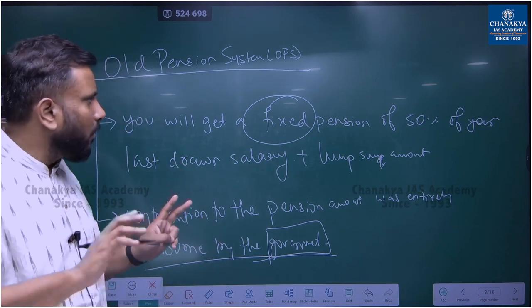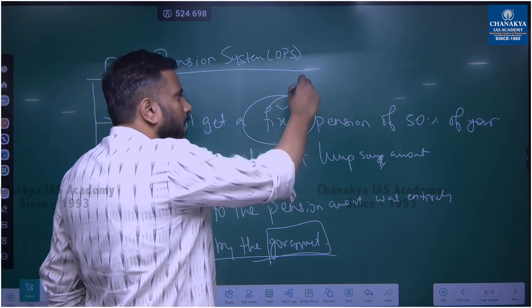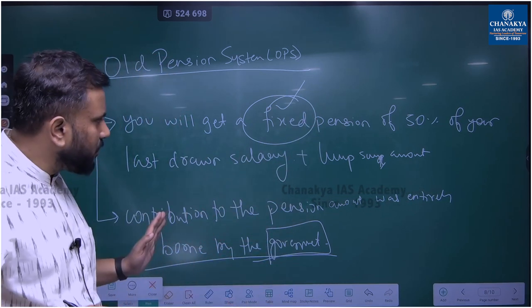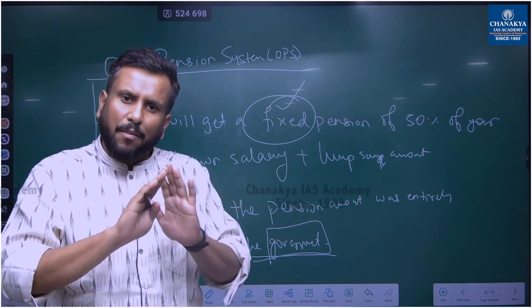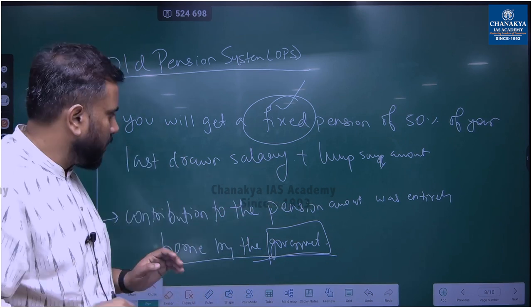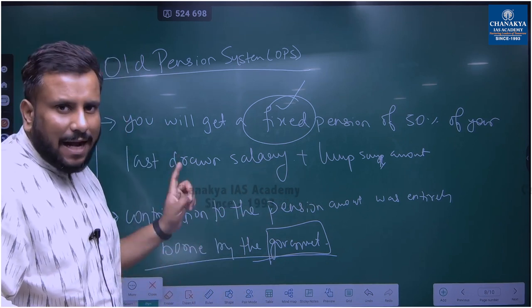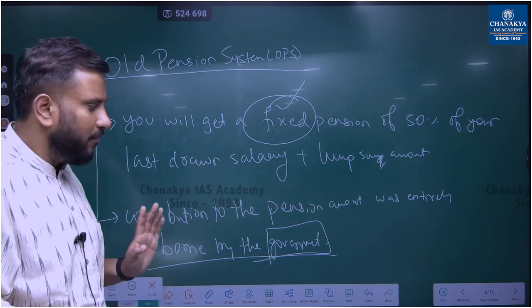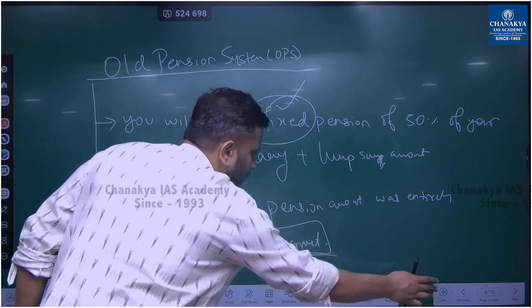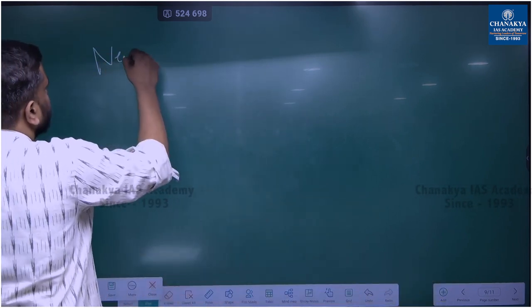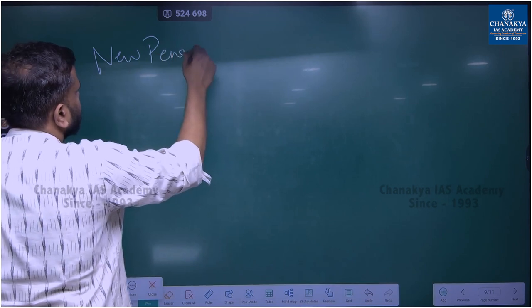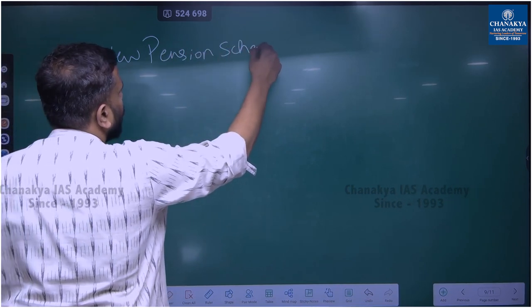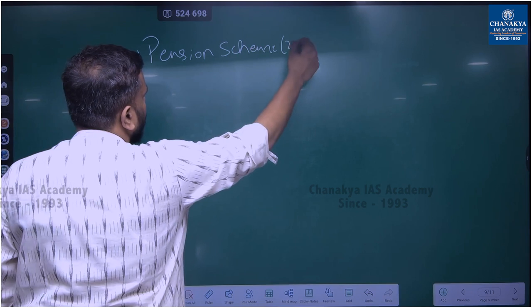So two things is important. Pehla, it is fixed. How much you will be getting? 50% of your last drawn salary. So ye fixed hai. Ye itna aapko milega hi milega. There's no if and buts. And the second, the entire cost for this thing was borne by the government. Now what is new pension scheme? Which has been brought in 2004.